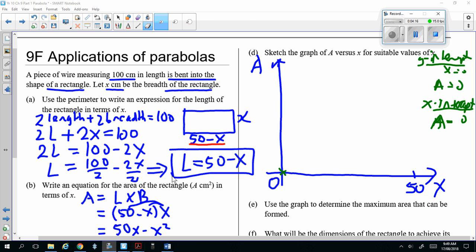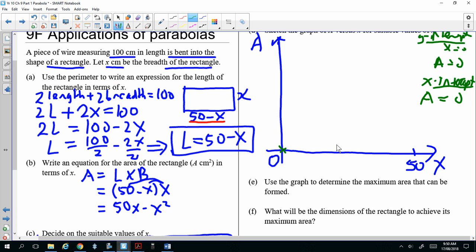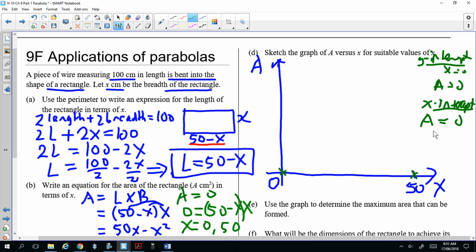Okay, x-intercept, that's when A is 0. So therefore you do, actually do it here. So A is 0. Therefore this is 0. So notice it's factorized. That's when x is 0 or x equal to 50. So these are the two x-intercepts. And once you figure out the x-intercepts, you can work out the axis of symmetry, which is 25. So put 25 in the middle.